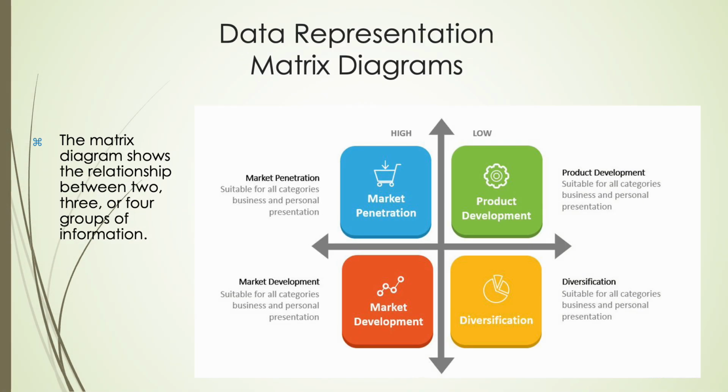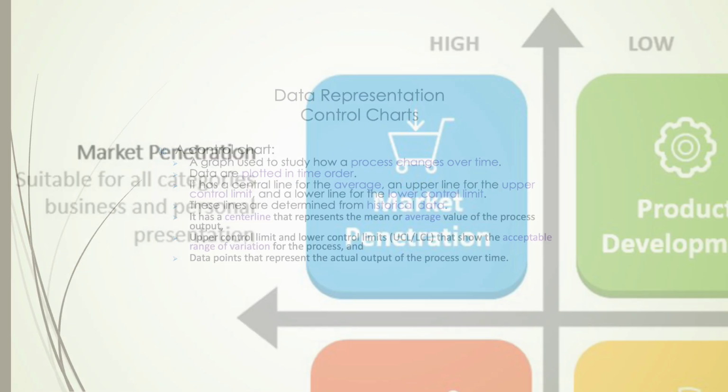A matrix diagram visually represents the relationship between 2, 3, or even 4 groups of information. It is used to identify connections and dependencies across multiple data sets, helping to highlight important relationships and guide decision-making. This tool is particularly effective for organizing complex information and clarifying how various elements interact with each other.